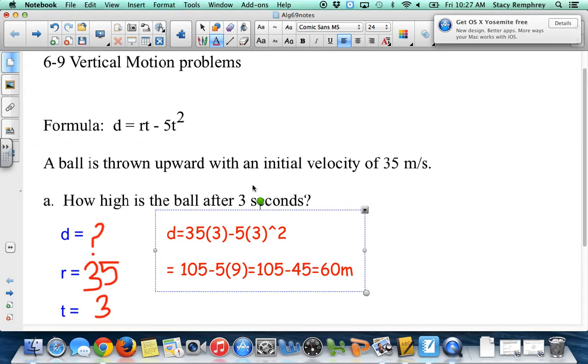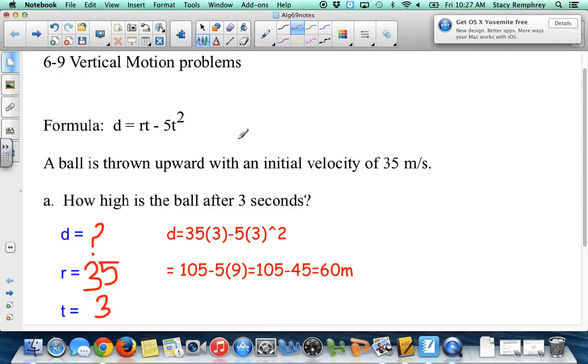Okay, so how high is the ball after 3 seconds? It's 60 meters high. And again, we're describing vertical motion, so the motion like this. It was thrown upwards, it traveled up to a point, and then it came back down.